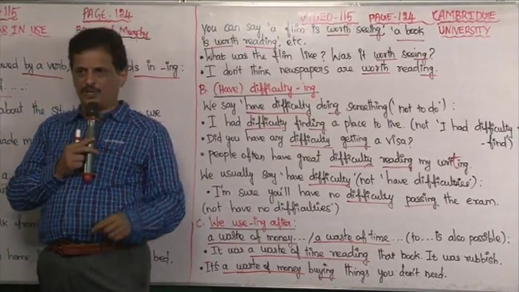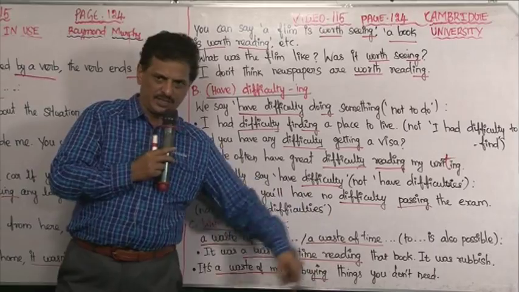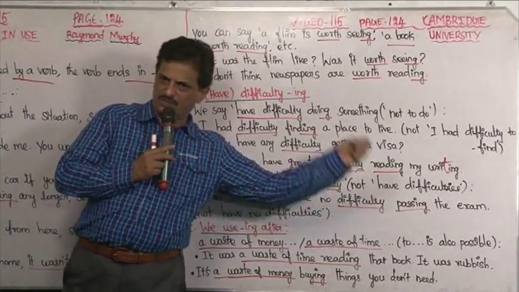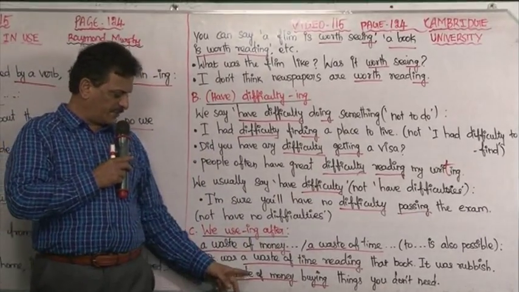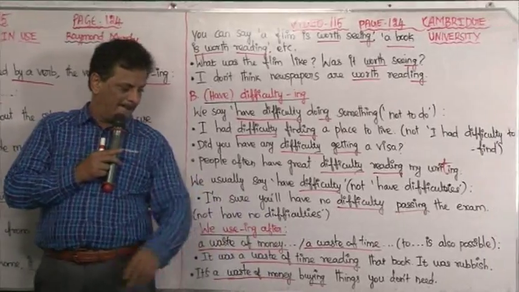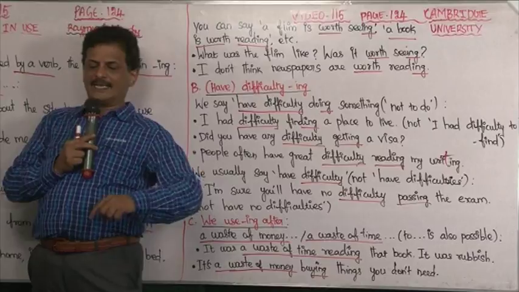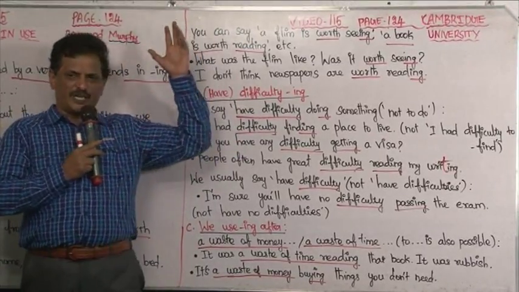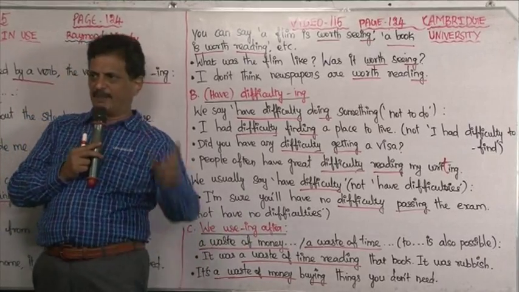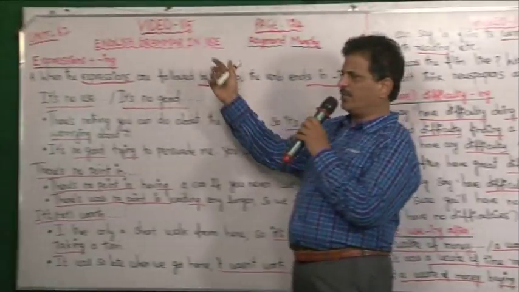After "waste of money," you use verb plus -ing. It was a waste of time reading that book. It was rubbish. Rubbish means what? The book is waste. It is a waste of time and money buying things you don't need. It is a waste of money buying things which you don't need. So, my dear friends, after waste of money or waste of time, you use verb plus -ing. After these expressions, you use verb plus -ing.